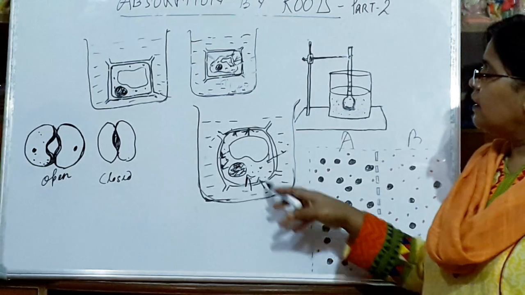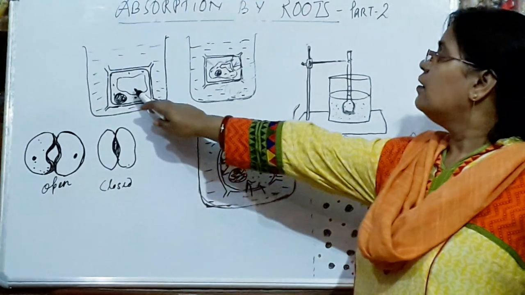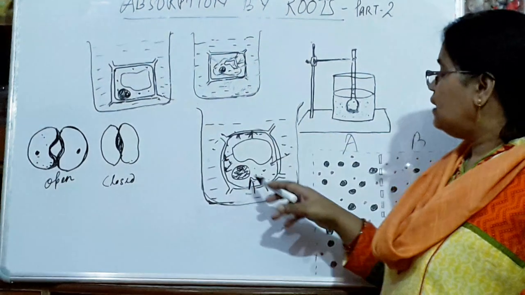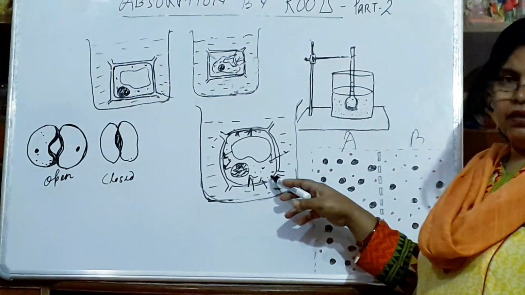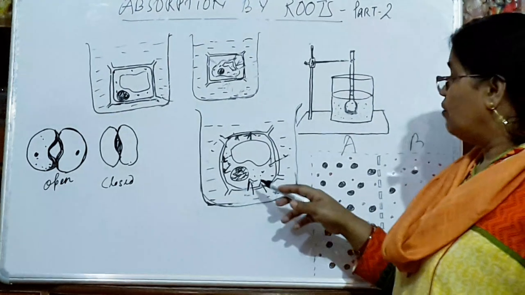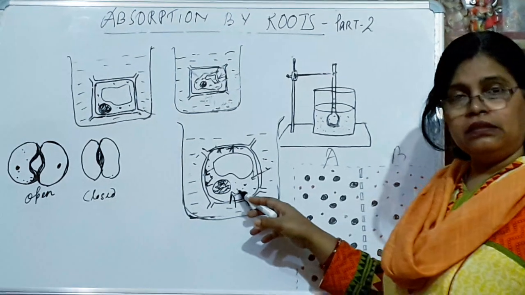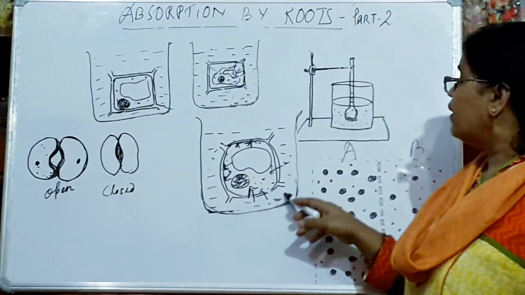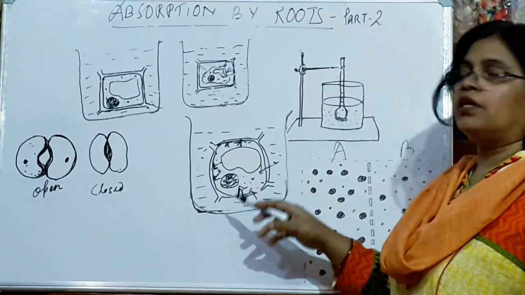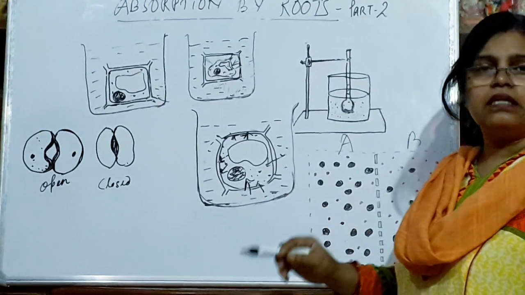In this figure, the size of the cell is more than the size of a normal cell. That is, it is a swelled up cell. This swelling occurs when solvent particles enter into the cell. When does this happen? When the outer solution is of less concentration than the cell sap.